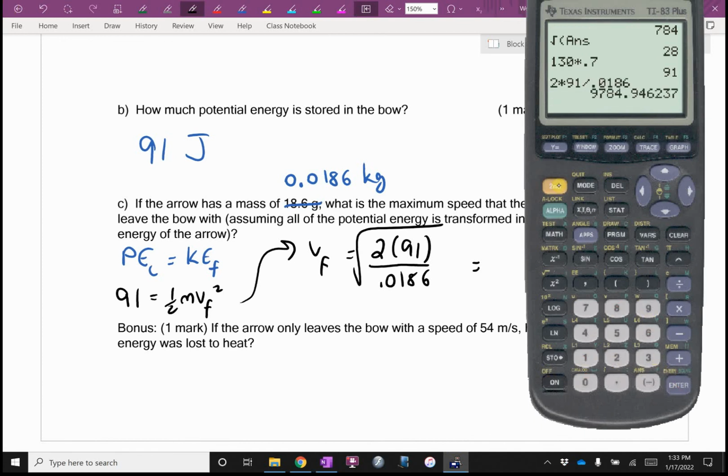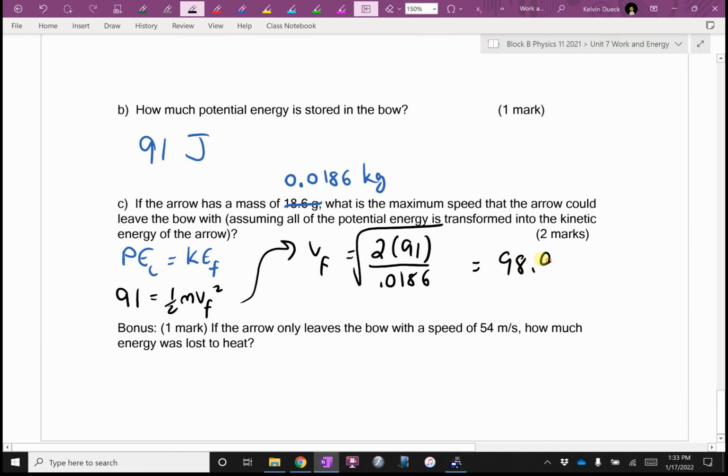That's way too fast. Oh, square root. Do you get 98.9? Fast, but not crazy bullet fast. About the length of a football field in a second. I've seen some compound bows that can fire an arrow about that fast.